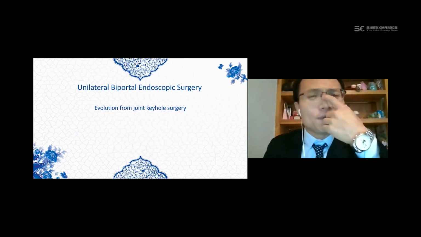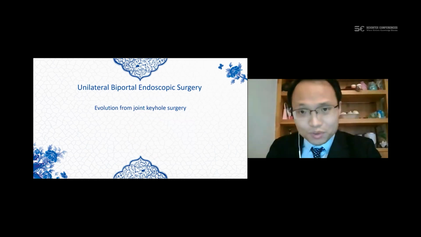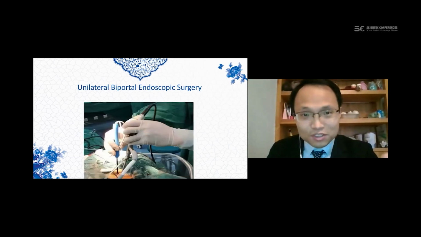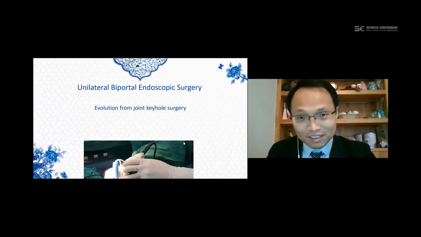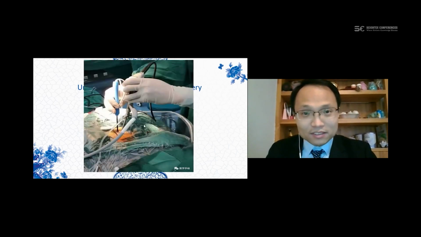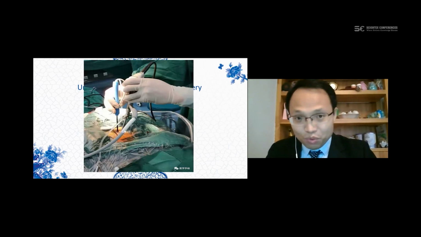And next is unilateral biportal endoscopy surgery. It has two portals. It's an evolution from joint keyhole surgery. One hand is for the instrument tool, another hand is for the endoscope.